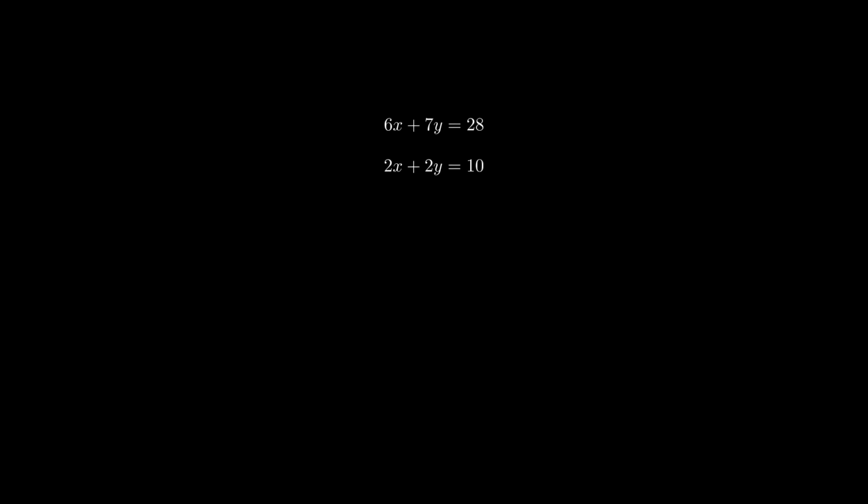If we multiply the entire second equation by -3, it transforms into negative 6x minus 6y equals negative 30. Now let's add this modified equation directly to our first equation. The positive 6x and negative 6x cancel each other out completely. For the y terms, 7y minus 6y leaves us with exactly 1y. On the right side, 28 combined with negative 30 results in negative 2. This immediately gives us our algebraic solution, y equals negative 2.